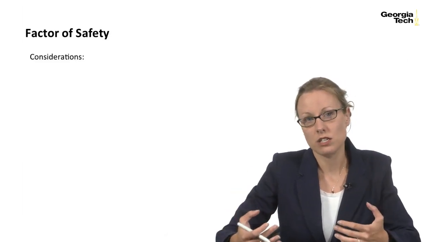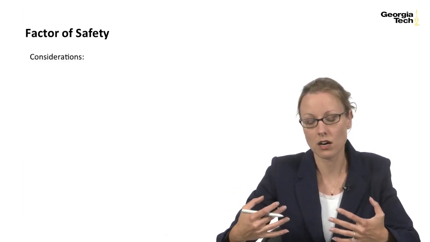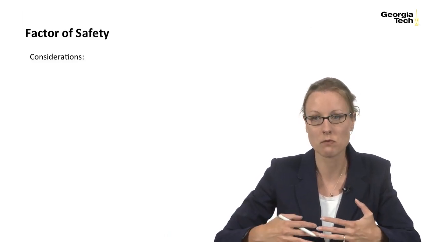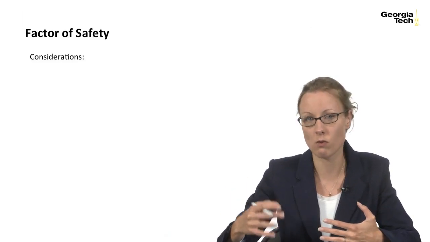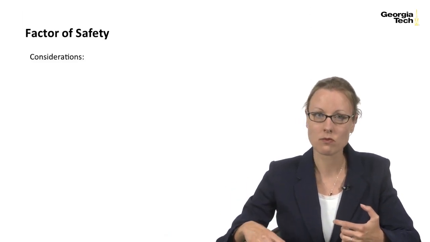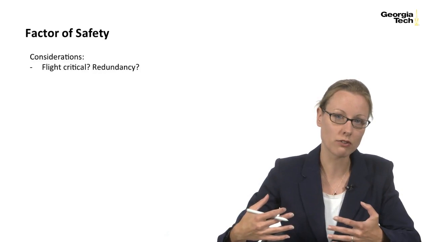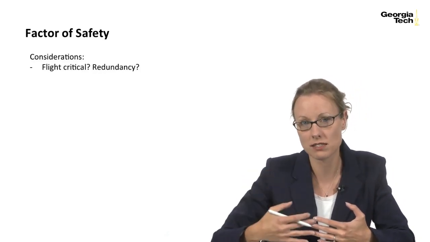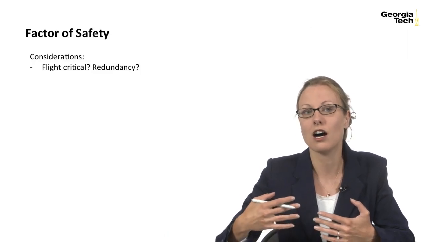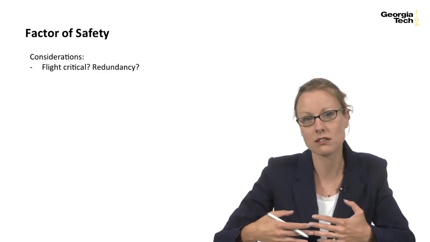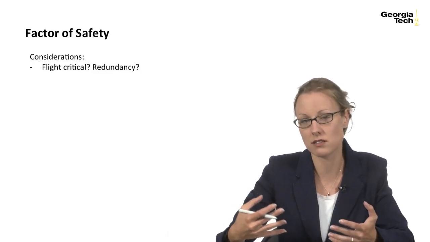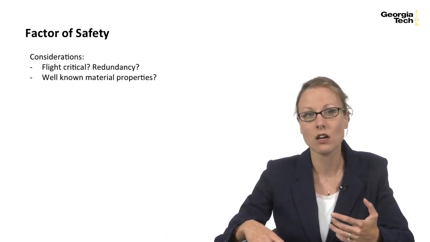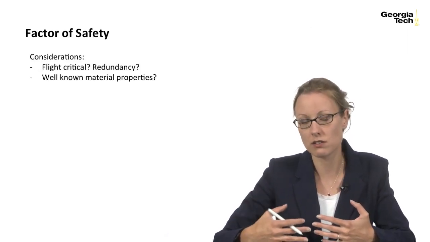So there are some considerations to think about when you're determining what your factor of safety should be. Maybe you say on this program, we're not going to have a factor of safety less than 1.5. You might think, is it flight critical, which means on an aircraft something is flight critical if it's necessary for the aircraft to fly. You might think, are there any redundant systems that could back up and act if this component fails? How well do you know the materials that you're building this out of?